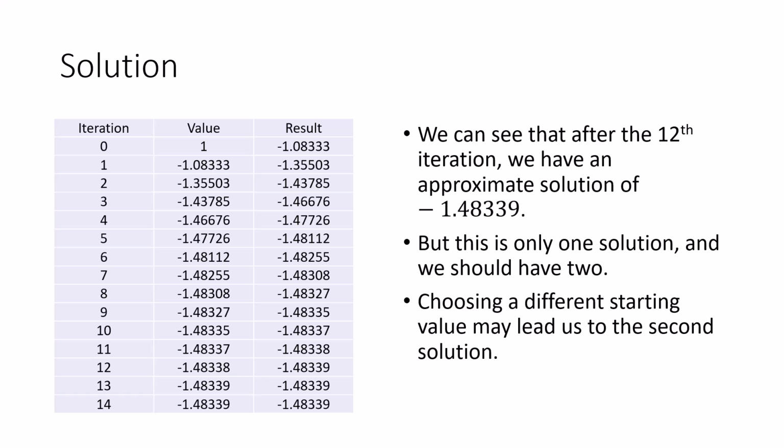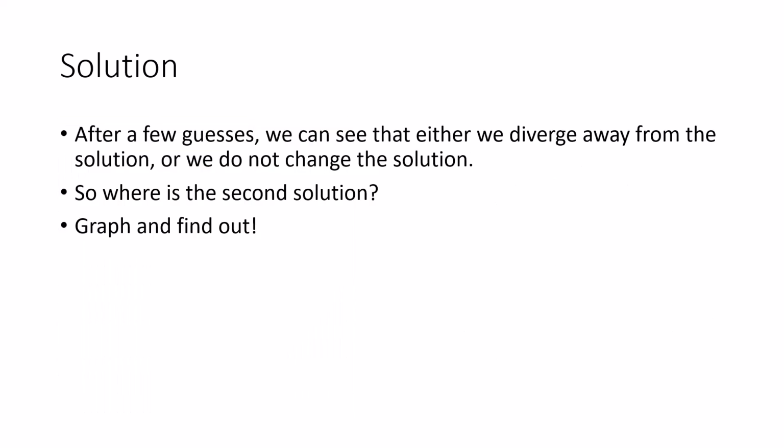And in precalculus, we are trying to help you get used to symbolic manipulations and understanding symbols, so we want answers to be exact. After a few guesses, we can either diverge away from the solution or we do not change the solution. But the problem that we're trying to figure out here is, what are the two exact solutions?